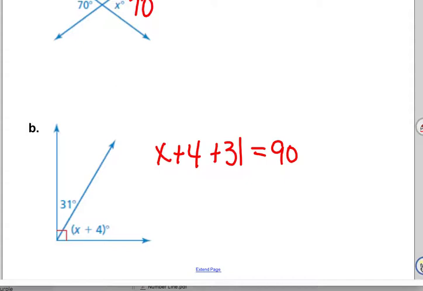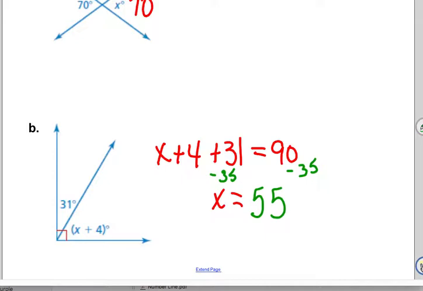Okay? So technically x has to be equal to what? Now I'm not talking about the angle yet, but what is x? When I simplify here, these two added together is 35, am I right? So I have to subtract 35 from both sides. And now x is equal to 55, but that doesn't answer the question, does it? What is the measure of the missing angle?